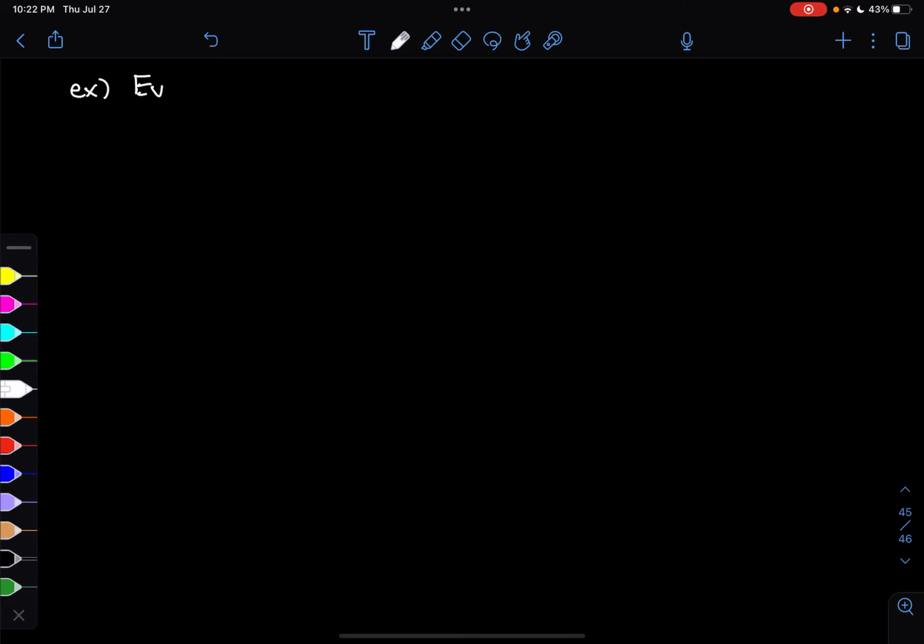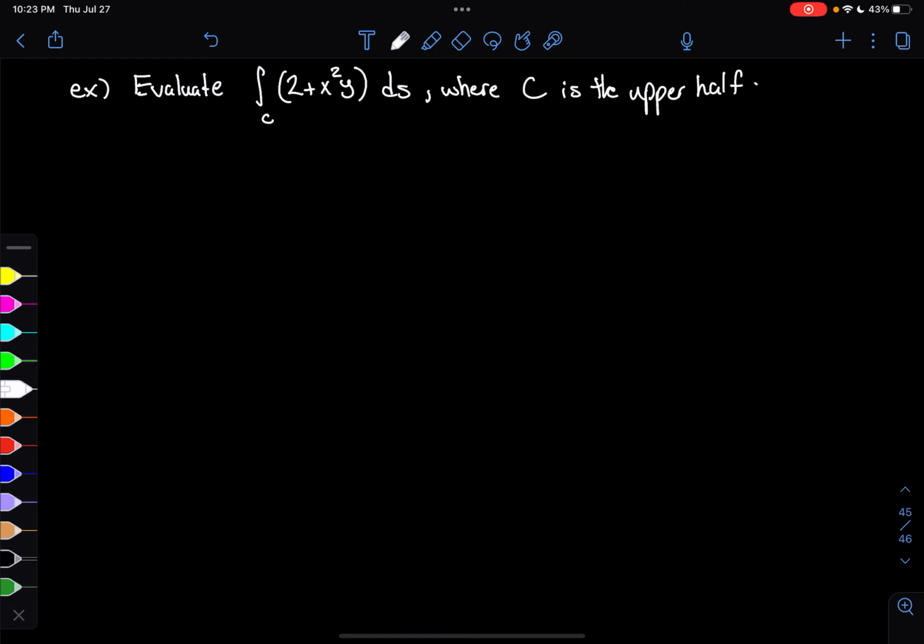So let's evaluate the integral, the line integral over c of the function 2 plus x squared y ds, where our path c is the upper half of the unit circle. Upper half of the unit circle.